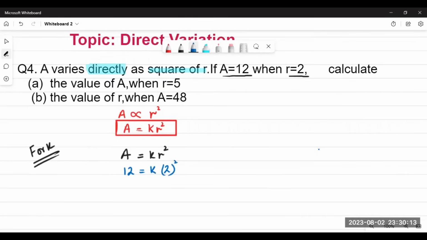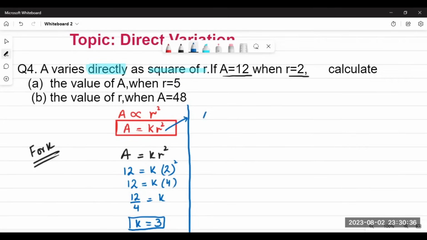As you can see, this is a square, so first of all we need to simplify it. 12 is equal to K times 2 squared, and 2 squared is 4. This 4 is multiplied with K. When you take it to the other side, it becomes division, and we get the value of K. K is equal to 3. Better to substitute this in the beginning equation, so it will be A is equal to, in place of K, 3 times R squared. Now this is the equation which you are going to use to solve the A part and B part. Let's start with the A part.